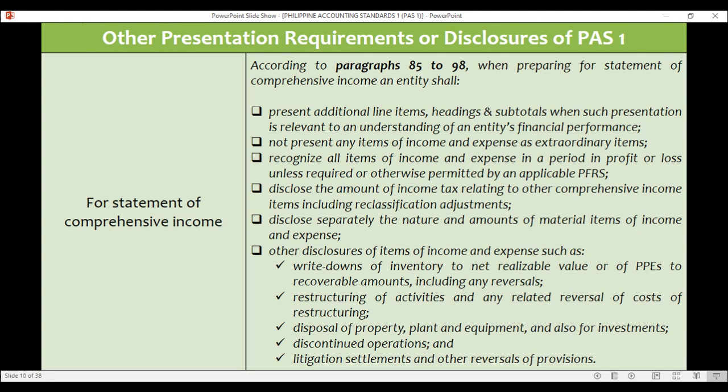Actually, these restructuring activities are so rare in practice. But should there be restructuring of activities, reversals and other restructuring items should be disclosed. Also disclose disposal of property, plant, and equipment, and also of investments, and any realized gains or losses related to that disposal. Also, discontinued operations should be presented in profit or loss, and litigation settlements and other reversals of provisions should be disclosed.